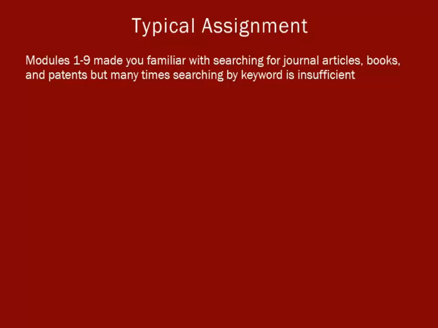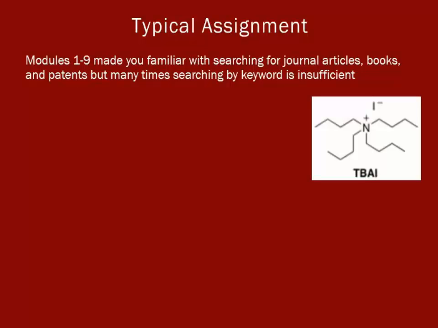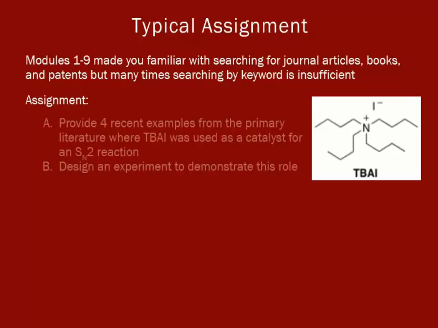For example, in organic chemistry, you'll learn that tetrabutyl ammonium iodide is used as a catalyst in SN2 reactions. Your assignment may be to provide 4 recent examples from the primary literature where it was used for this purpose and to design an experiment to demonstrate its role in the reaction.